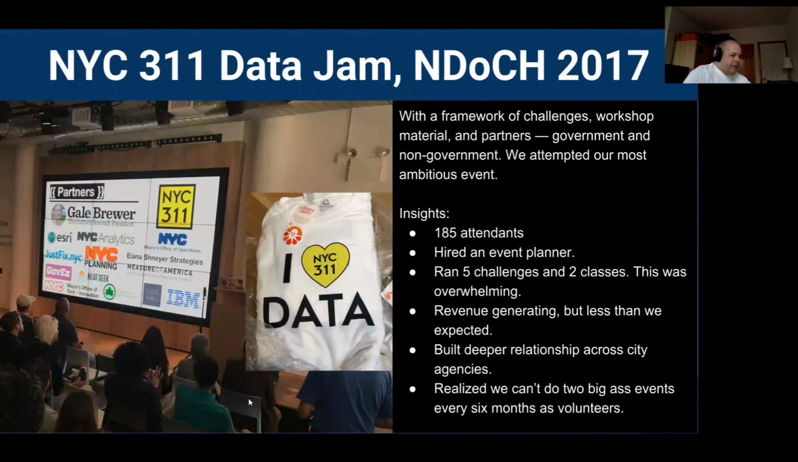So we had this grandiose idea of doing a data jam with 5 different challenges that themselves had 5 different agency contacts. We had around 3 different classes that were running, or 2 classes that were running. We had a goal of having 3 classes. We wanted to generate the same amount of revenue, but we actually weren't able to.